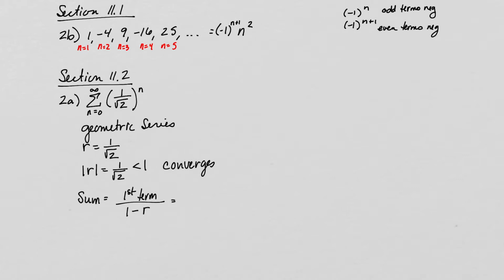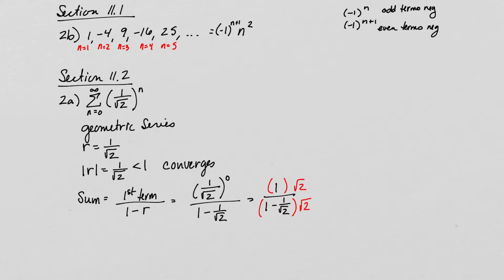So in our case, the first term is going to be 1 over square root of 2 to the 0 power. And the reason for that is because n is 0 for our first term. And then we're going to divide that by 1 minus 1 over the square root of 2. So this is going to be 1 divided by 1 minus 1 over root 2. Probably the easiest way to take care of this, which is different than I did on the review sheet, is to just multiply the top and bottom by root 2.